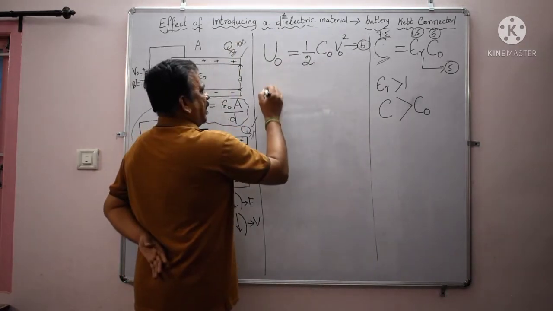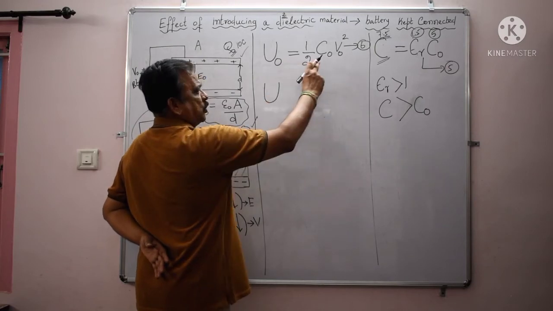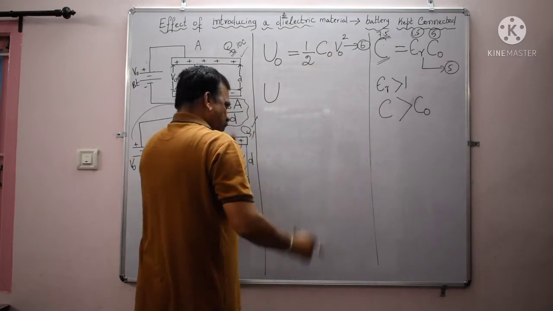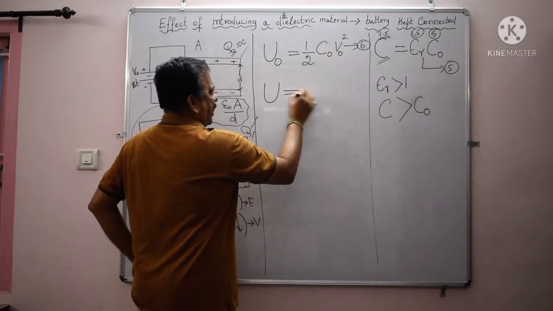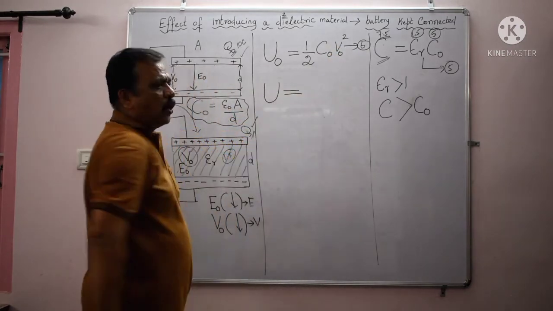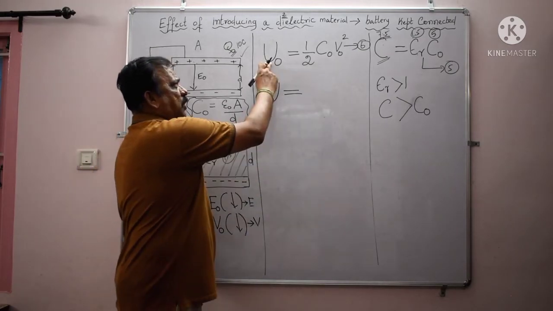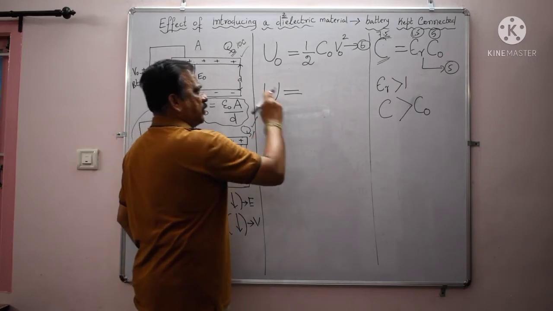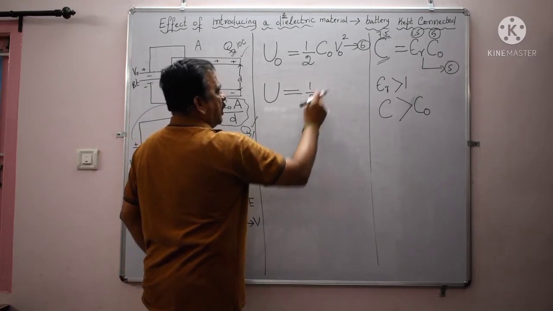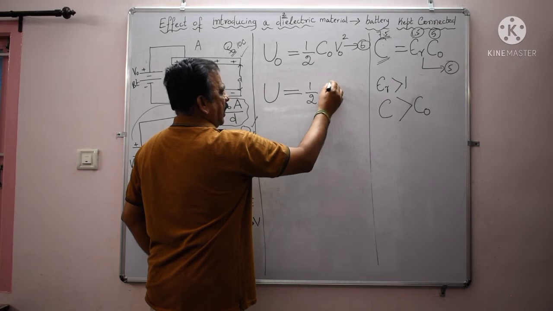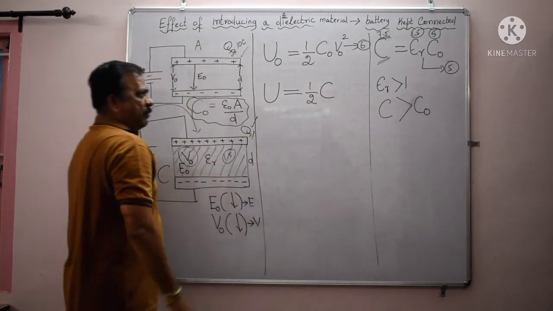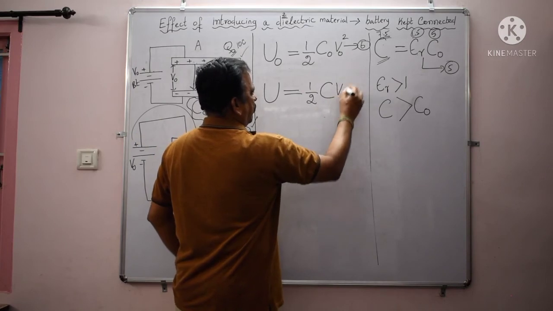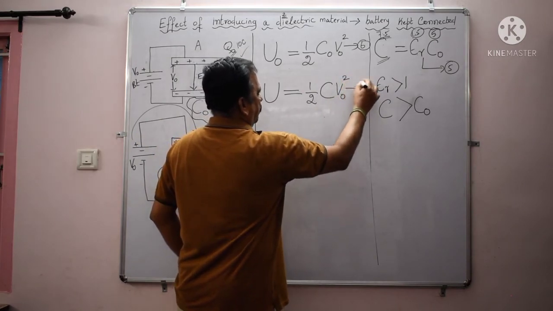Now after introducing dielectric, the energy stored formula is half into C V square, capacitance into square of the potential difference, right? Okay. So after introducing dielectric, let U be the energy, the symbol for potential energy. So U equals half into the capacitance of the capacitor after introducing dielectric, C, and the potential difference remains the same, V0, isn't it? So V0 square. This is number 7.